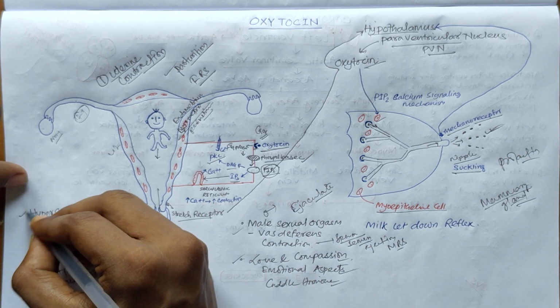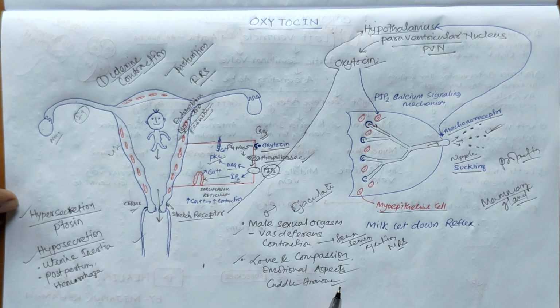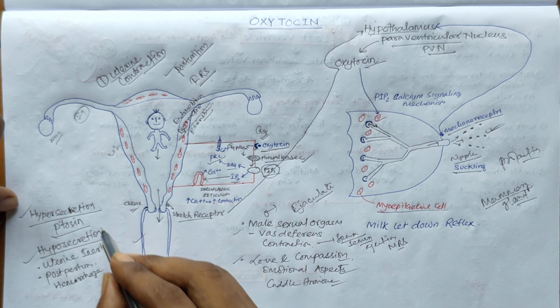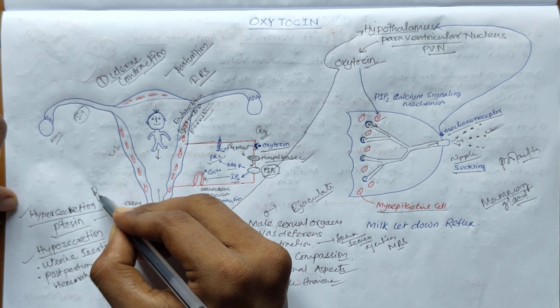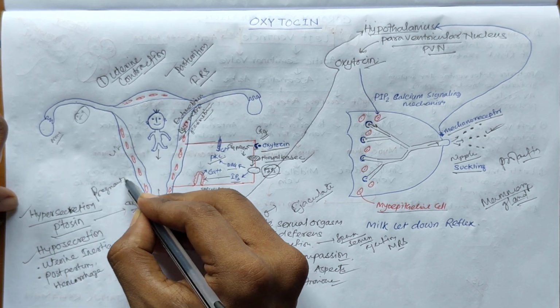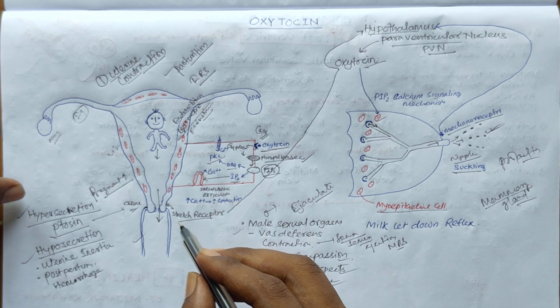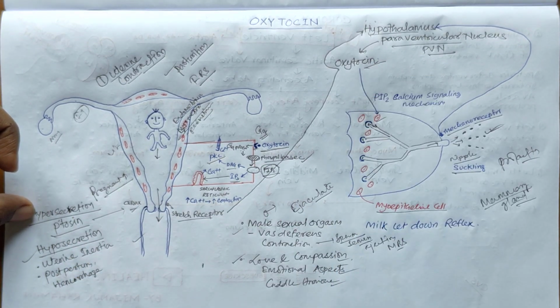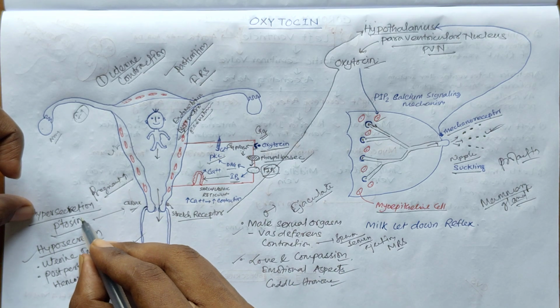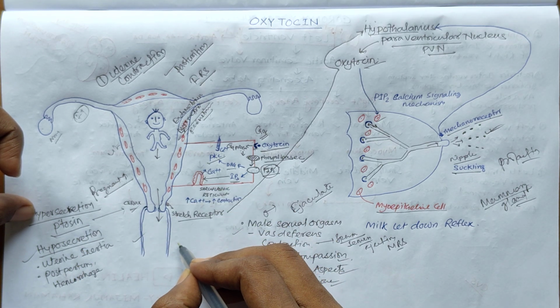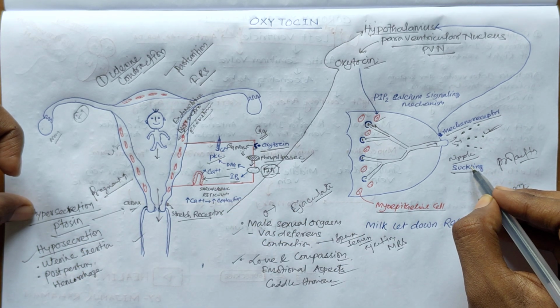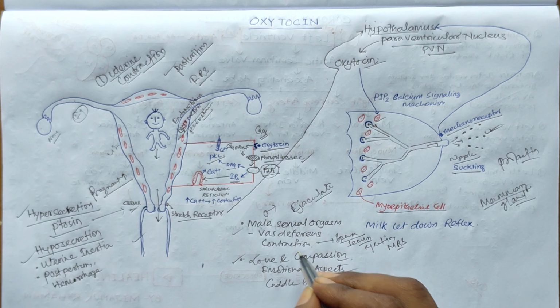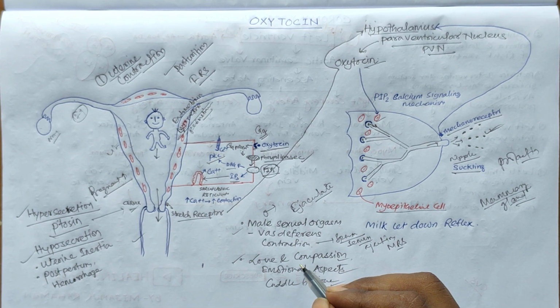In case of hypersecretion and hyposecretion, oxytocin is already given to pregnant women to increase the contraction and for an easy childbirth process. What happens when hypersecretion is done? If hypersecretion is done, then contraction will be more, milk secretion will be more, male sexual orgasm will be more, and the love and compassion will be more.